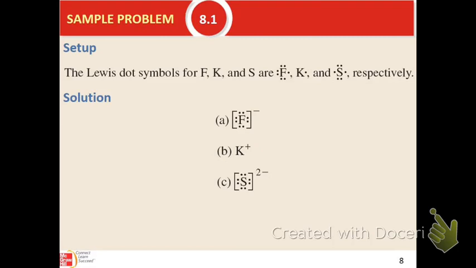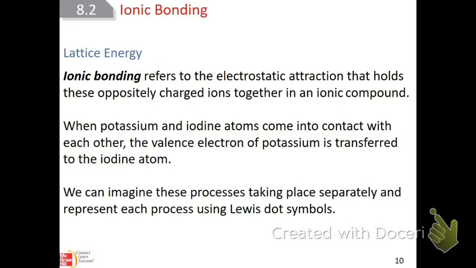Okay, we're not going to talk too much about lattice energies, but we are going to mention it. But let's talk about ionic bonding, referring to electrostatic attraction. That electrostatic means that opposites attract. Okay, and we already know that opposites attract.